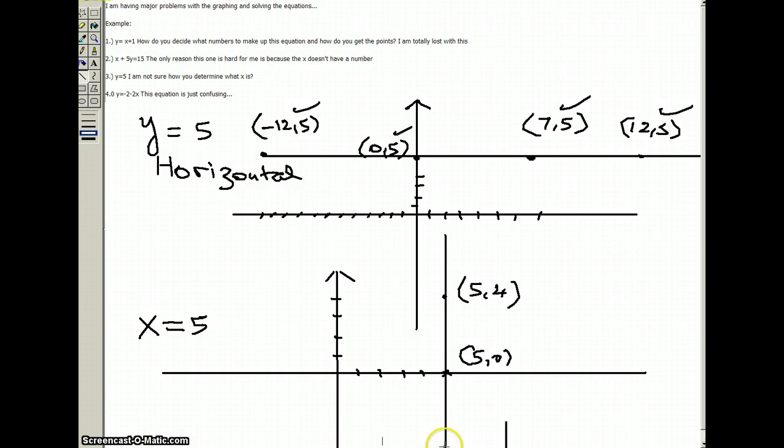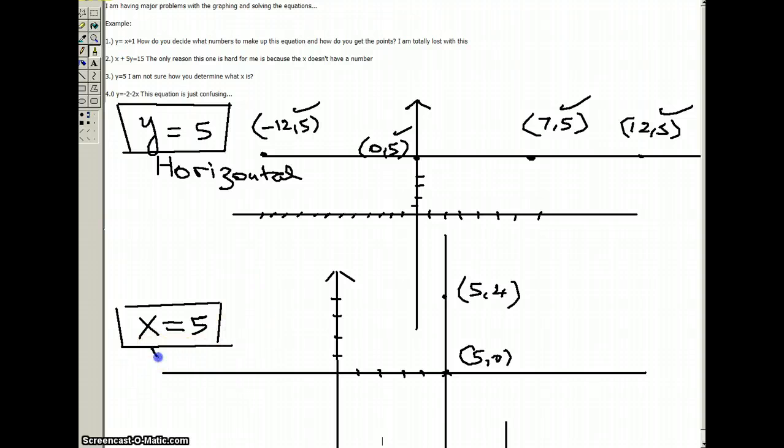So we need to remember x equals 5 is a vertical line, y equals 5 is a horizontal line. If x equals a constant, we're looking at a vertical line. If y equals a constant, we're looking at a horizontal line. You need to remember those, and if you remember, then you can draw any vertical line, any horizontal line. Okay, let's look at question number 4.